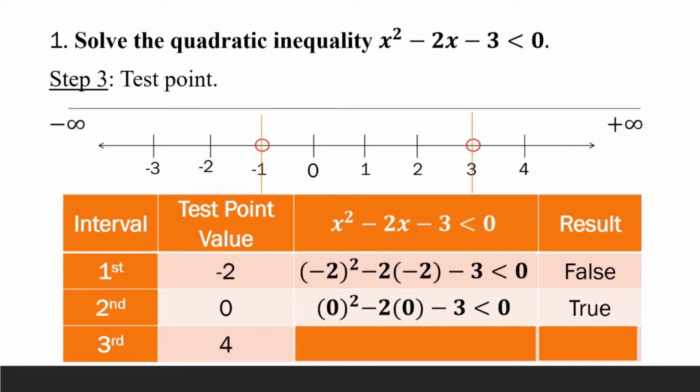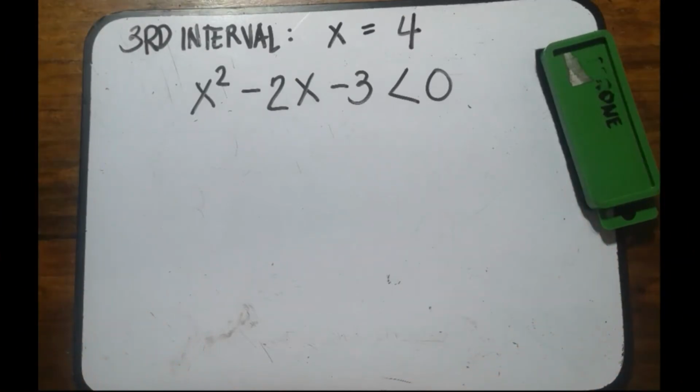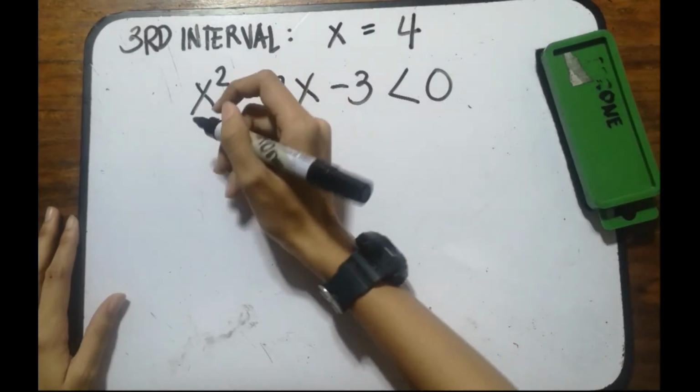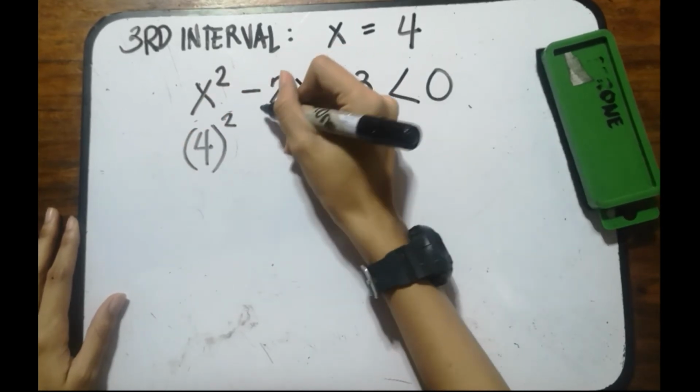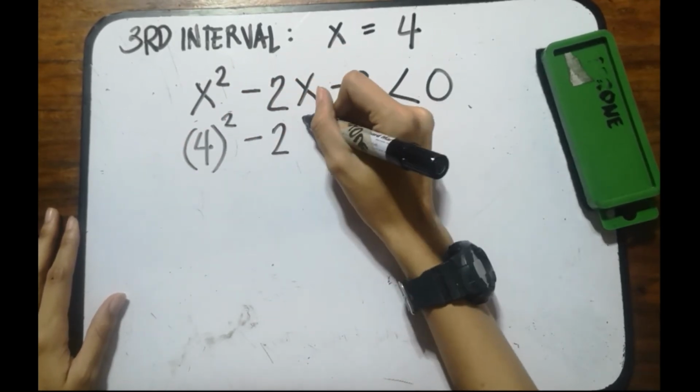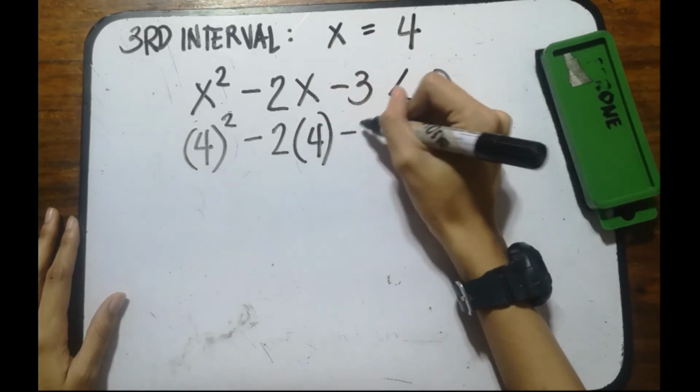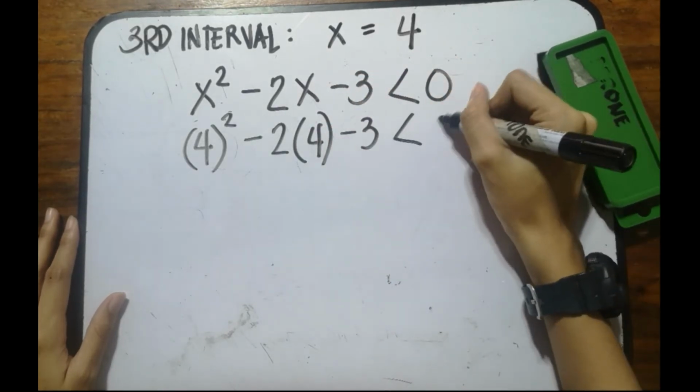And then for the third interval, I will be using +4. Now, let us test the point value 4 to see if it satisfies the given inequality x squared minus 2x minus 3 less than 0 by the substitution method. So let us now substitute 4 for the variable x in the given inequality. We now have 4 squared minus 2 times 4 minus 3 less than 0.